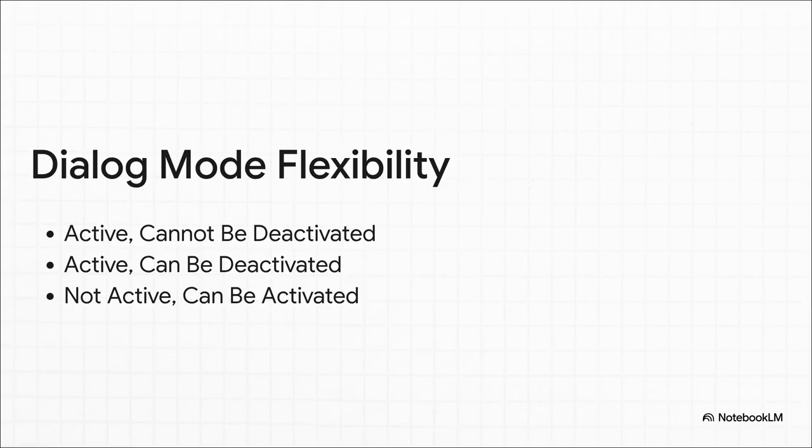You can set functions to be active and you can't turn them off. Think of something like a core tax calculation. That has to run. But you can also have things that are active, but you can turn them off. Maybe a special surcharge that you need to disable for just one particular customer. Or you can even have things that are not active, but you can turn them on if you need to. It's all about giving you that fine-grained control over a single specific run.